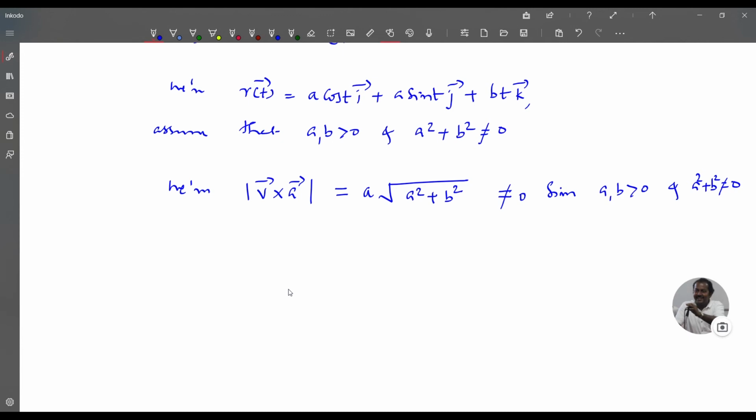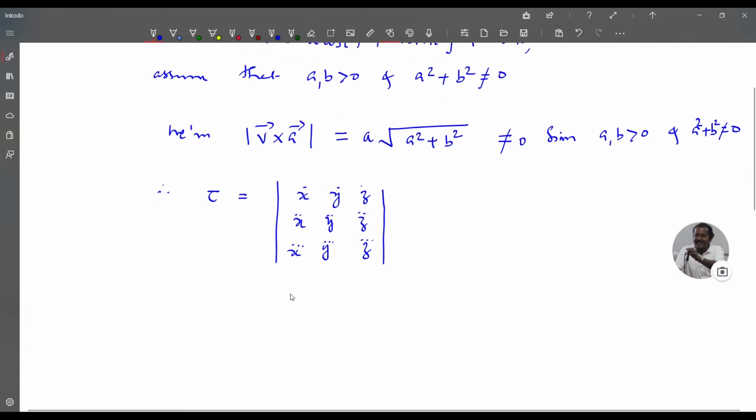Therefore, we can use the formula tau equal to the determinant of x dot, y dot, z dot; x double dot, y double dot, z double dot; x triple dot, y triple dot, z triple dot, divided by modulus of v cross a the whole square.